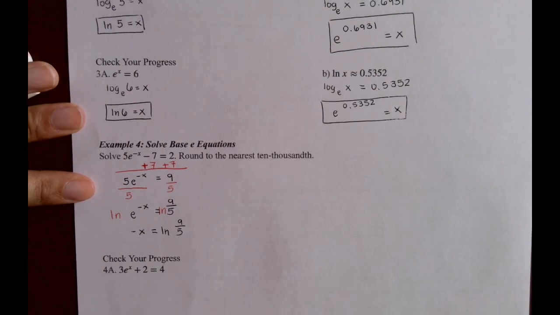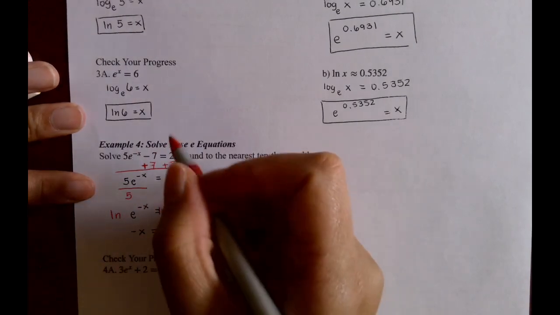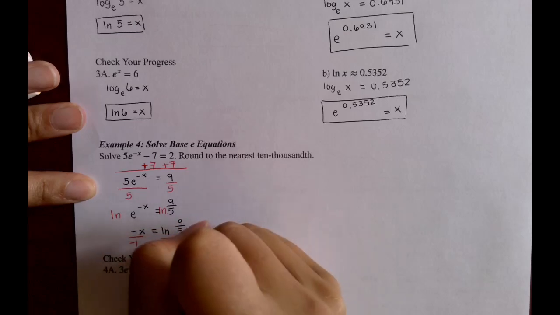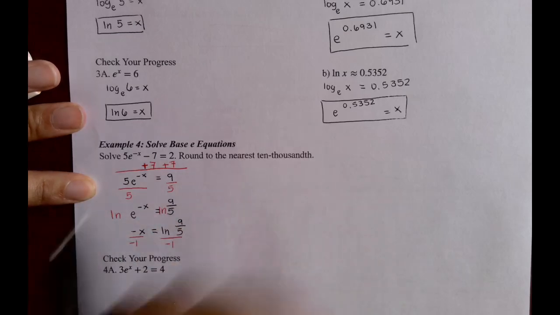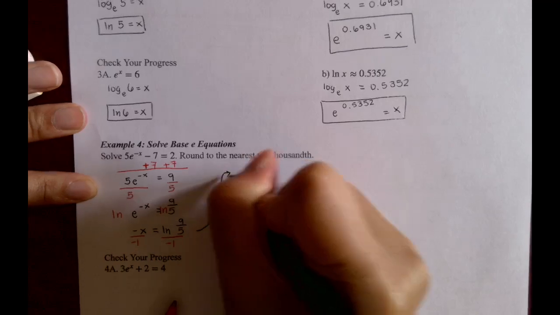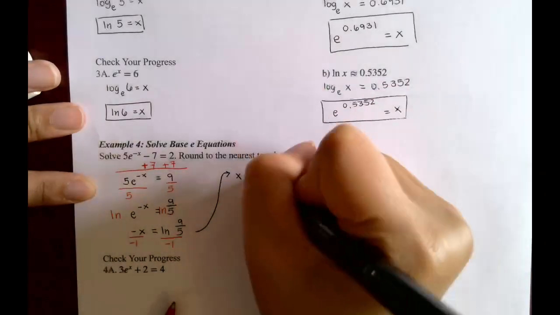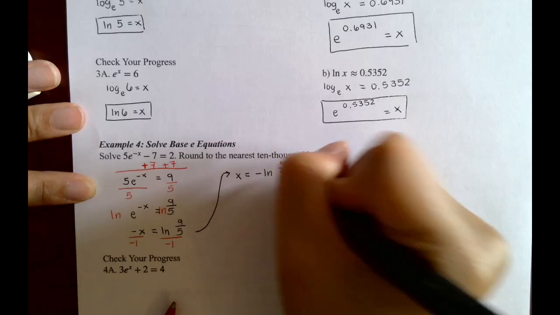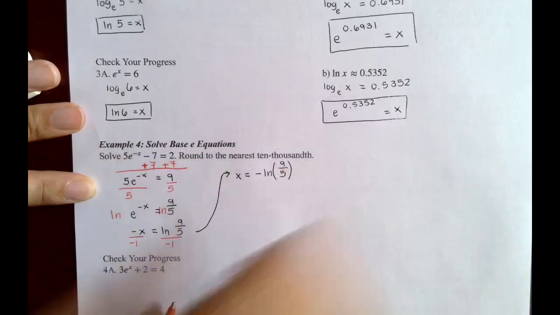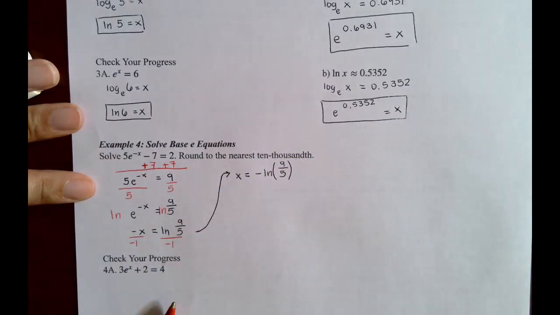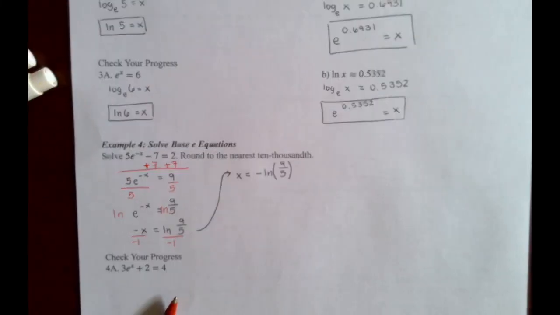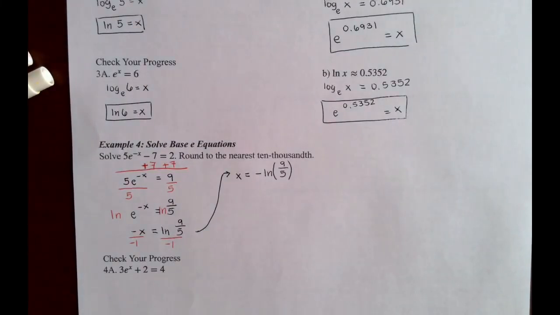Then I would just want to get rid of the negative by either multiplying by -1 or dividing by -1. This would give me x equals negative natural log of 9/5. Don't forget we're taking the natural log of this whole thing, so when you enter it in the calculator, make sure you have those parentheses. I'm going to type it into my calculator now.